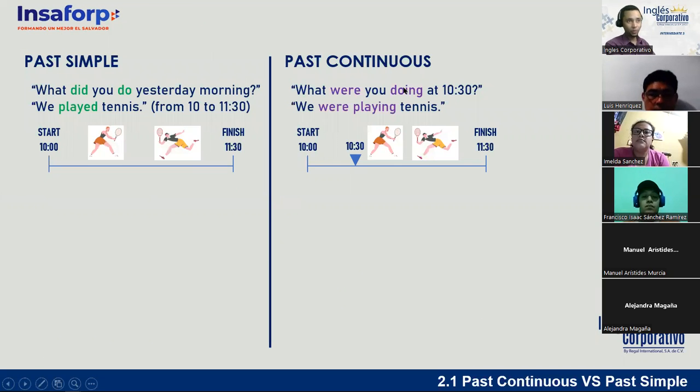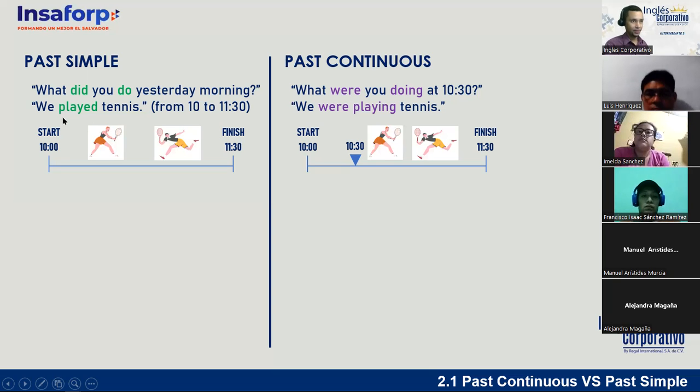Okay, that's the exercise right here. And there's a little bit more of explanation for us. Now, look, past simple versus past continuous. It's possible to use both tenses in one sentence. How do you do that? Past simple, what did you do yesterday morning? Now, this is a question in past simple. What did you do yesterday morning?